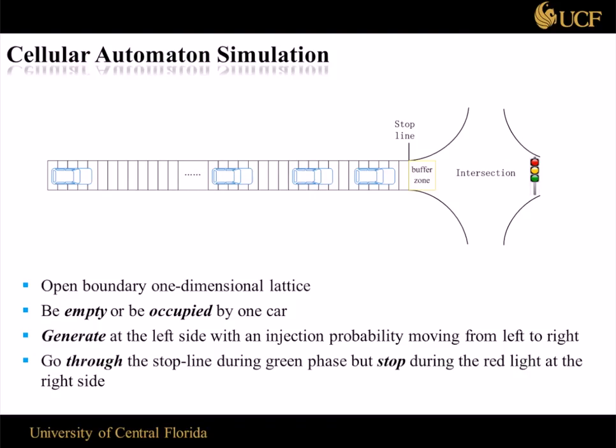During the cellular automaton simulation, each road is made up of cells, and each cell can be empty or occupied by one car. The car is usually generated from the left side and moves from left to right. The car will go through the stop line during green phases, but stop during the red light at the right side.